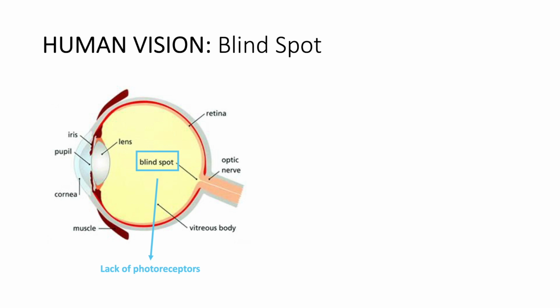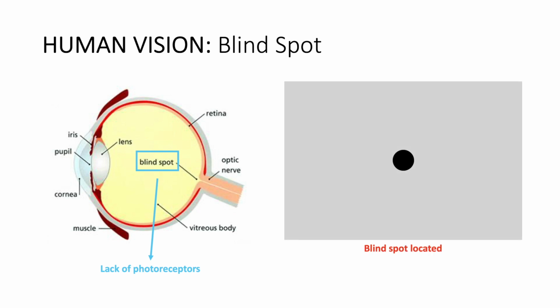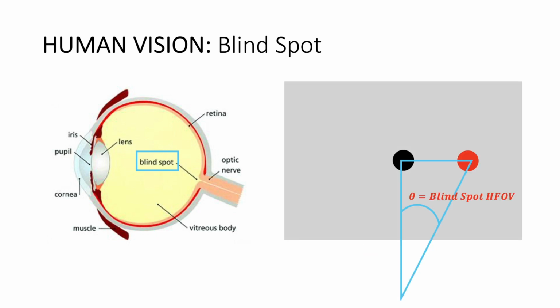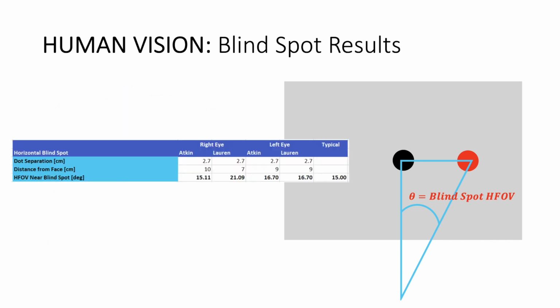Since the optic nerve must connect to the eye somewhere, a region on the retina exists where there are no photoreceptors, called the blind spot. To find it, we drew two dots on a piece of paper a known distance apart. Focusing on one of the dots with one eye, the paper is brought closer until the second dot vanishes. The angular position of the dot at this position represents the angular location of the blind spot relative to the center of the FOV. We measured this angle to be about 15 degrees.